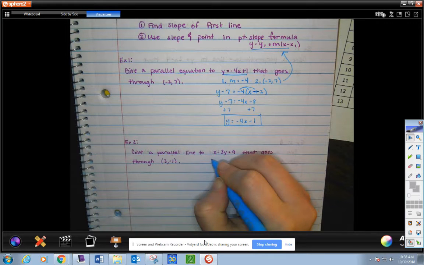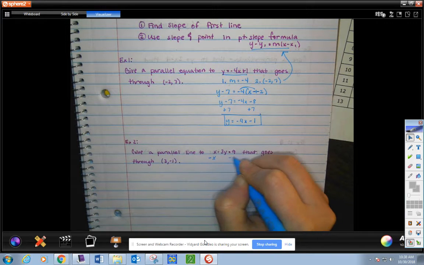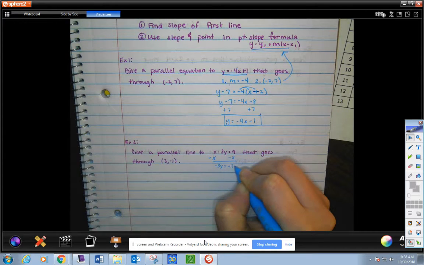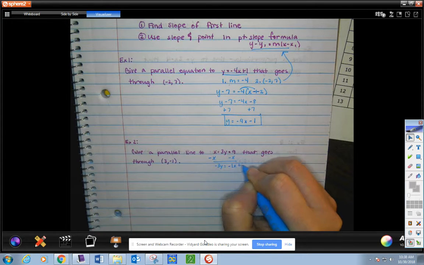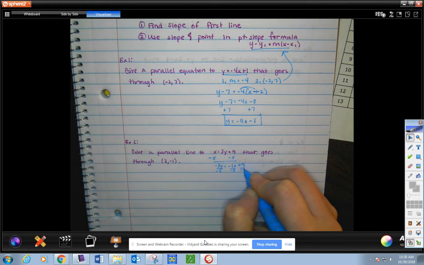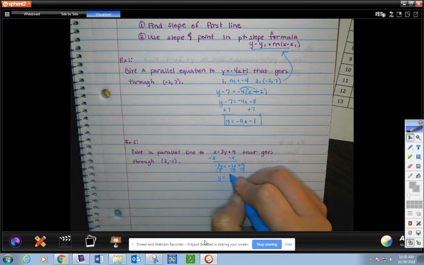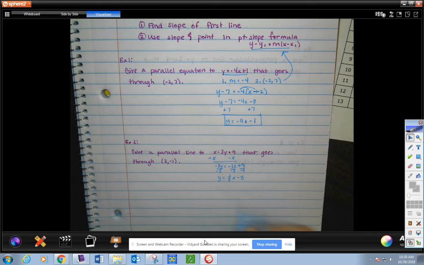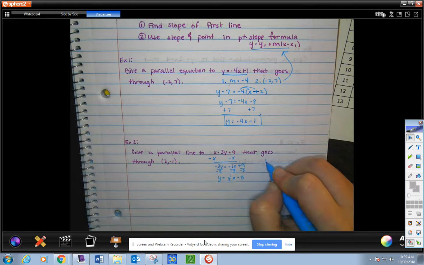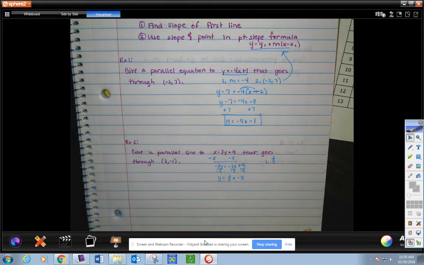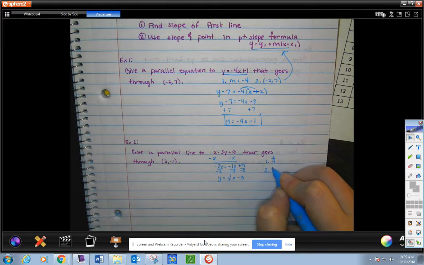So I'm going to get y by itself. I'm going to move the x by changing the sign. That gives me negative 3y equals negative 1x plus 9. Then I'm going to divide by the number in front of y, which gives me y equals 1/3 x minus 3. Okay, so now that I have this in y equals, I have step 1. Step 1 is the slope. The slope is 1/3.